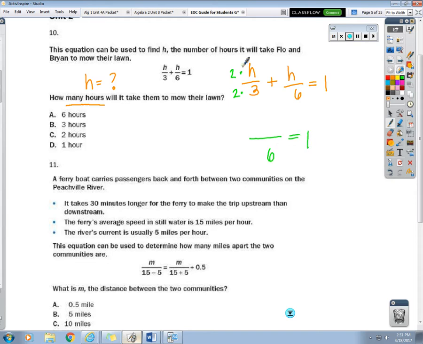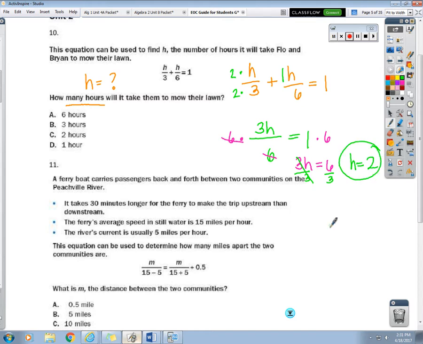And on the top, you have 2 times H, which is 2H, plus 1H. And so what does the numerator become? 3H. And now to solve for H, what would you do to both sides? Multiply by 6. Those cancel each other out, and you're left with 3H equals 6. And now to solve for H, what would you do to both sides? Divide by 3, and H equals 2.